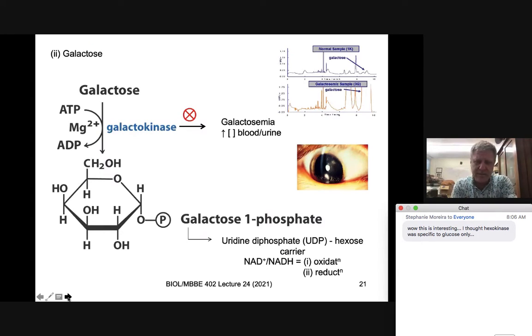Now, galactose is a very interesting one because there is a galactose disease called galactosemia, and it's actually not uncommon.